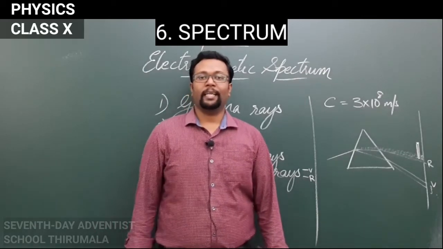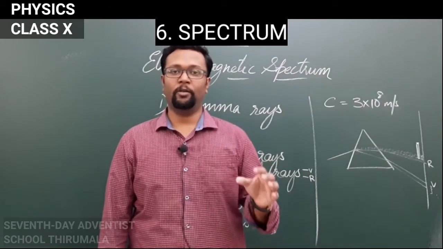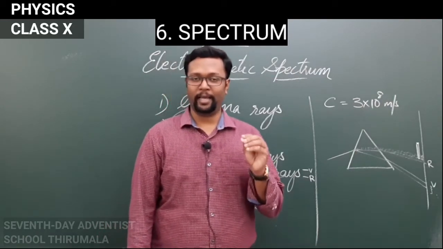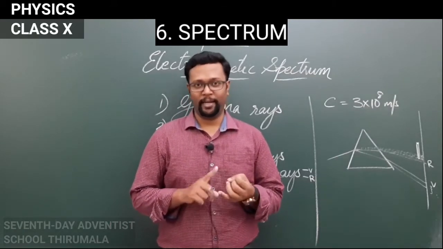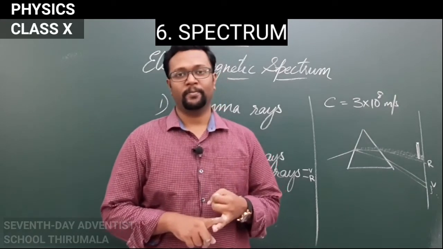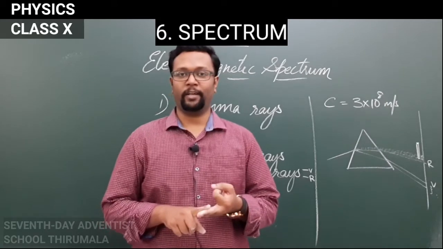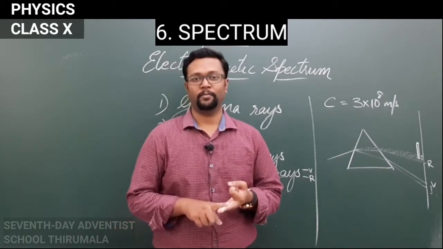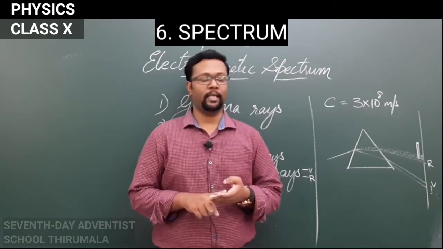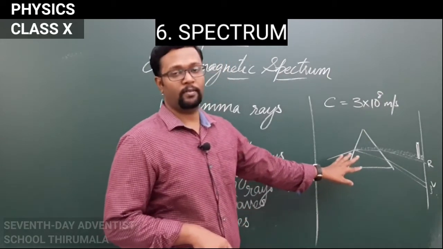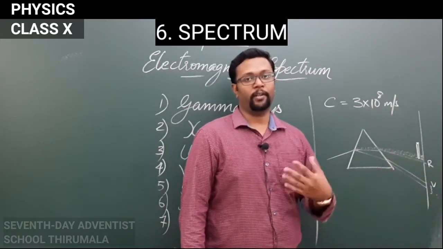Okay, now regarding the characteristics of ultraviolet radiations. Number 1, ultraviolet radiations travel in vacuum with a velocity of 3 into 10 to the power 8 meter per second. Number 2, they do not require any material medium for their propagation. Number 3, they show the property of reflection and refraction like other electromagnetic waves. Number 4, they are absorbed by glass. So if we are using a glass prism, most of the ultraviolet radiations will be absorbed by it. So we have to use a different prism.